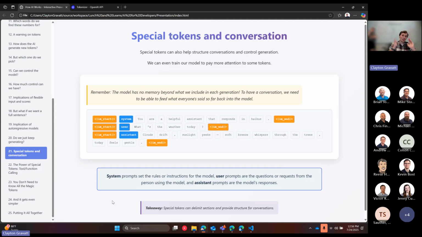We could just stuff all those tokens into one very long sentence, but it might be a little bit hard for our model to figure out who's saying what. So instead, maybe we can introduce some other tokens that we can use to delimit the sections of our prompt. And we can even go so far as, when we're training our model, to train it to pay a little more attention to our system prompt. Maybe these are some instructions we give it: you are a helpful assistant that responds in haikus. Maybe we want it to more often pay attention to that. And our user has put in, what's the weather today?